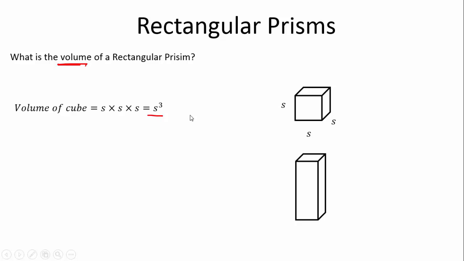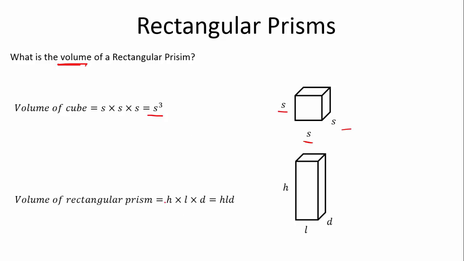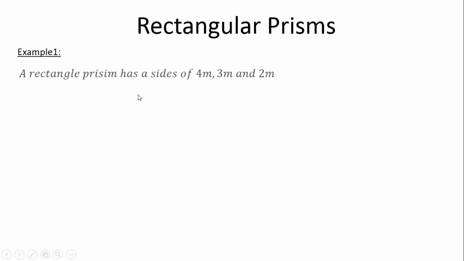Now the volume of a rectangle is very similar, but you have a height, a length, and a depth. So the volume of a rectangular prism is simply H multiplied by L multiplied by D, which we just write HLD. And that is the volume of our rectangular prism. Let's look at some examples.